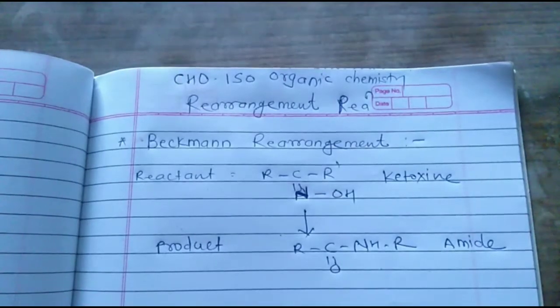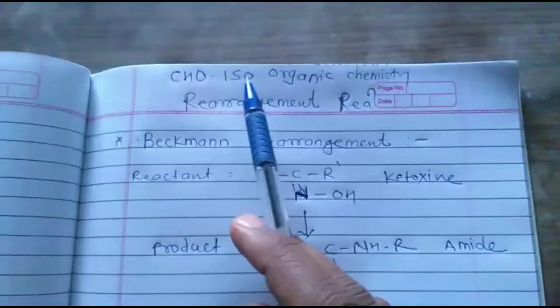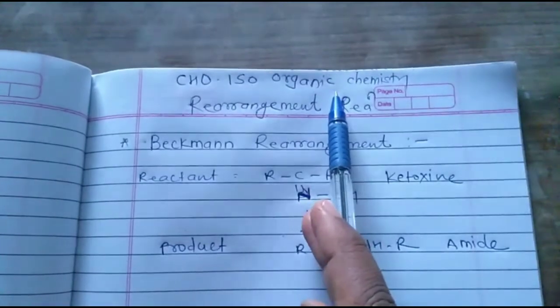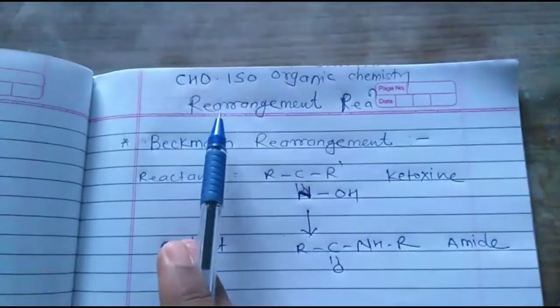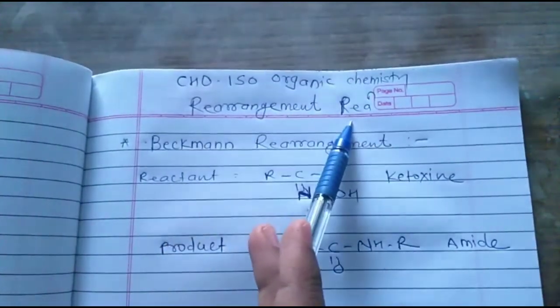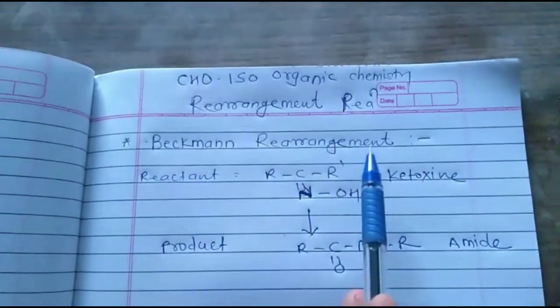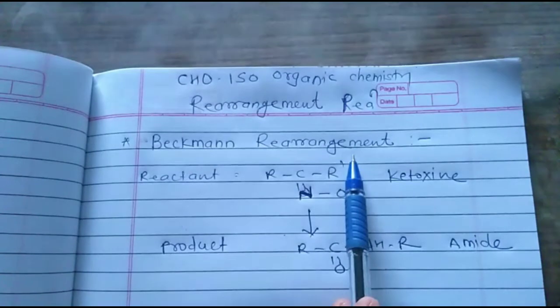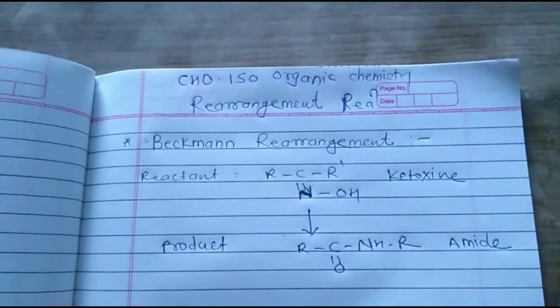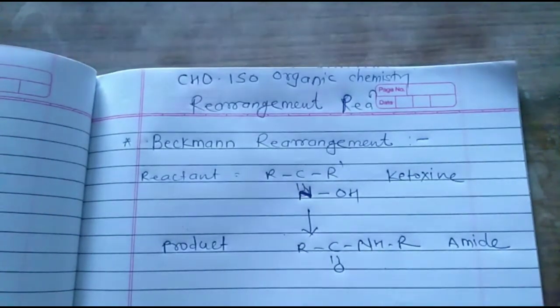Welcome to all. Here we are going to learn the CHO 150 course, Organic Chemistry. We learn the rearrangement reactions. Today's rearrangement reaction is the Beckmann rearrangement. So let's start our topic. What is the Beckmann rearrangement?